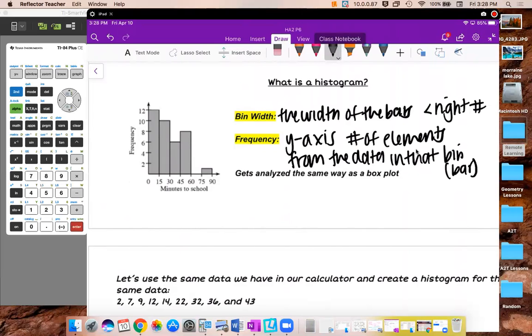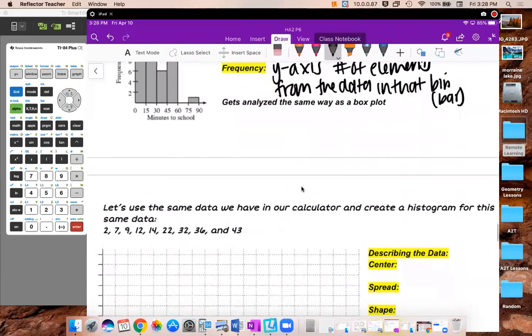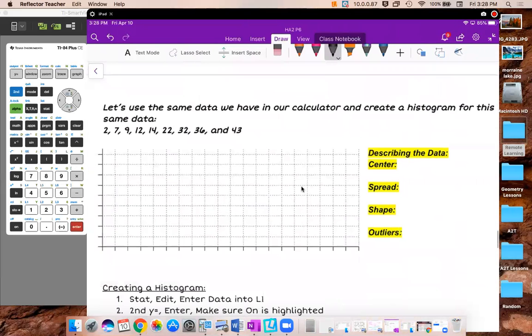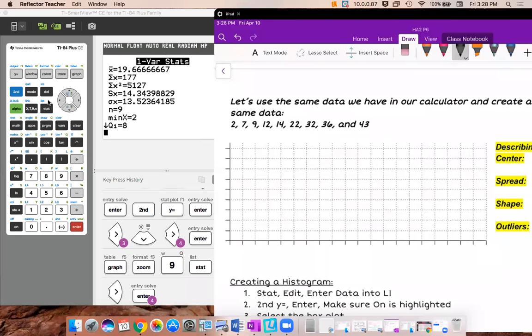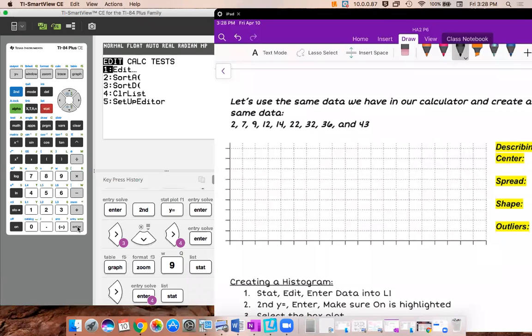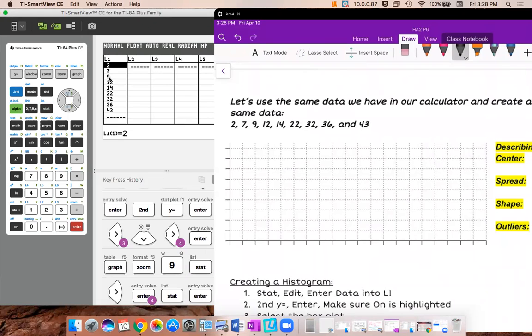Okay, and it gets analyzed the exact same way as a box plot. So the center, the spread, the shape, and whether it has outliers are analyzed the exact same way. We're going to use the same data you have in your calculator to make a histogram. So we're going to go back to our calculator. You shouldn't have to enter new data. If you do, you just go stat, edit, enter, and type it in here, but you should already have this.